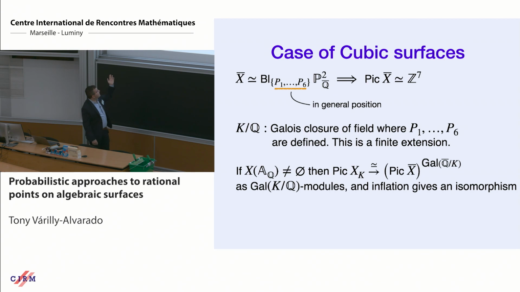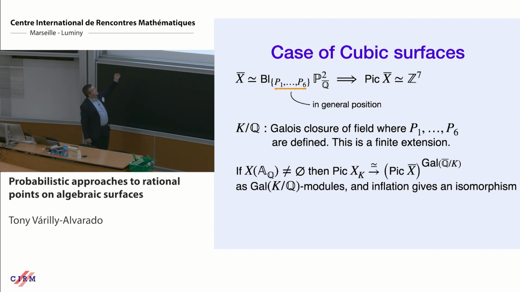So if you have local points, which is an assumption that I'm making right now, but it's a reasonable assumption. Remember that I'm trying to determine if a cubic surface has a rational point. If it doesn't have local points, we can already go home. So we're only going to look at cubic surfaces that have local points.